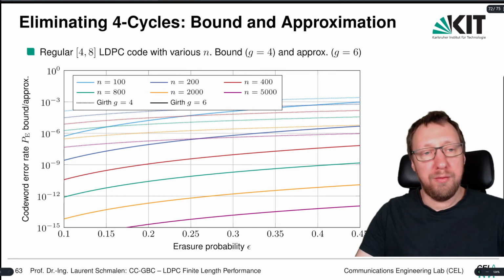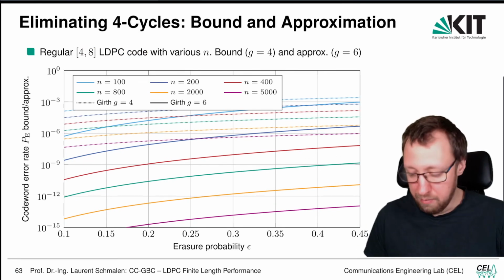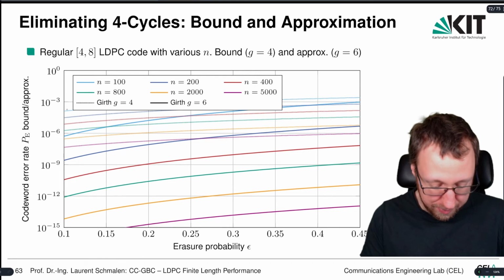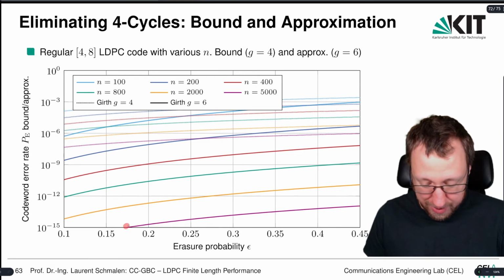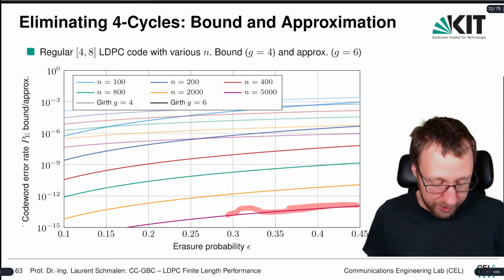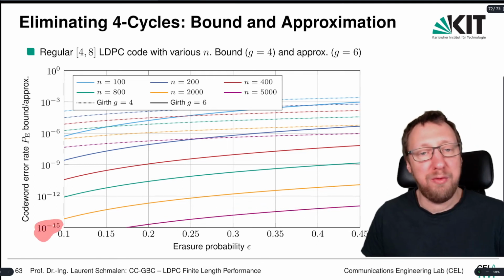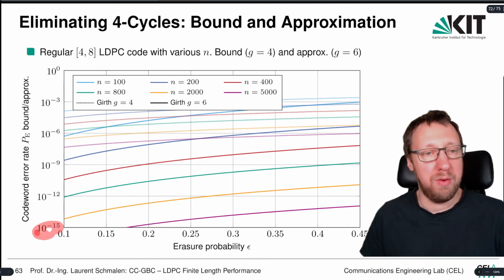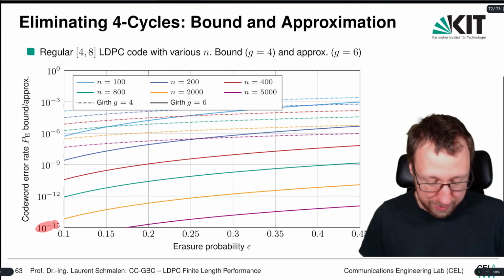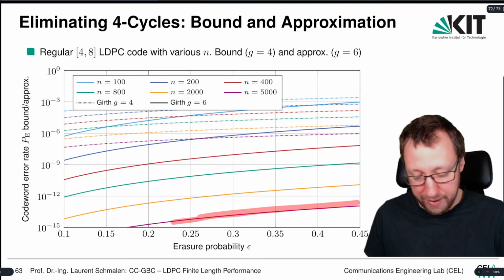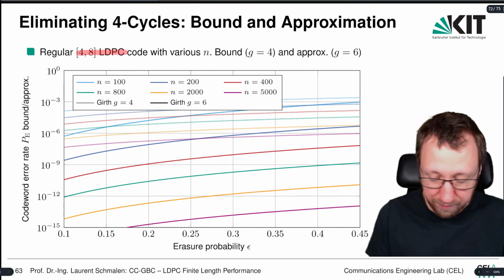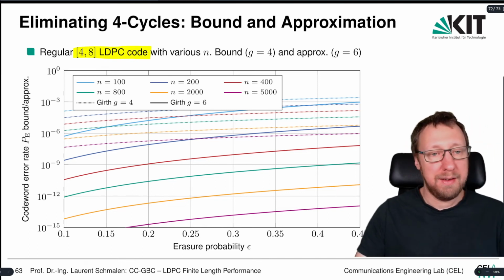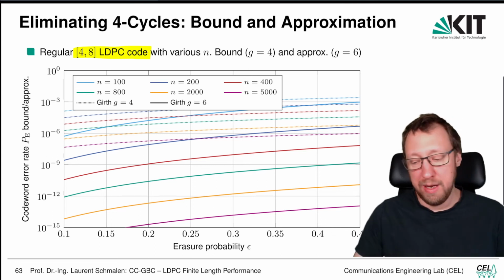If we go to the 4,8 code, the situation will be even more severe. There we have the previous results down here, and now with n equals 5,000, we can get in the range of 10 to the power minus 15. So we can actually get pretty great error rate performance with n equals 5,000 and the 4,8 LDPC code. Okay, so this is actually a pretty nice result, and this is actually what is being done in practice.